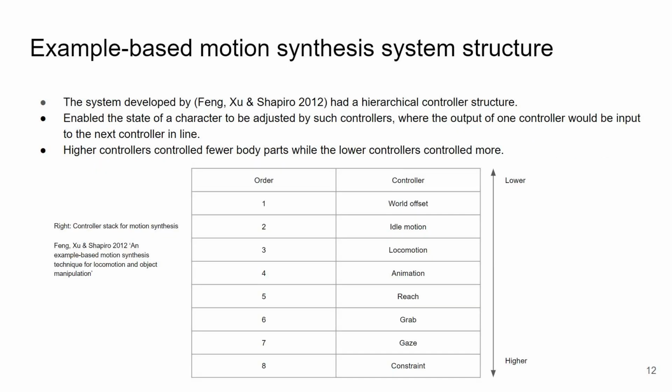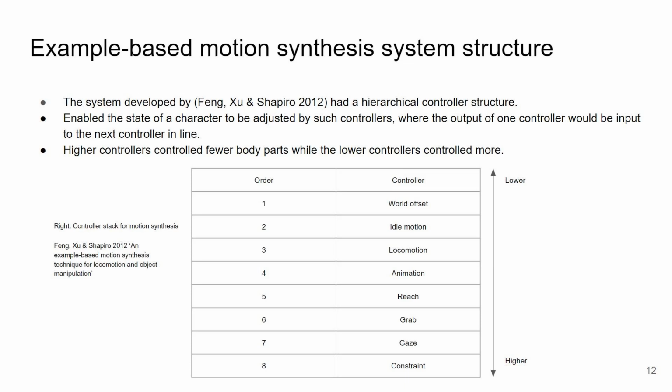The system structure of example-based motion synthesis. The system developed by Feng Shui and Shapiro had a hierarchical controller structure. This enabled the state of a character to be adjusted by such controllers, where the output of one controller would be input to the next controller in line. The hierarchy meant that higher controllers had increased priority than the lowest ones, meaning the higher controllers could choose to change or disregard the previous state.